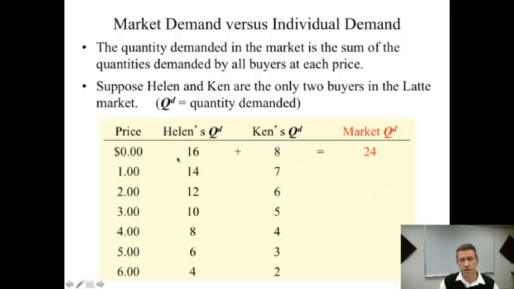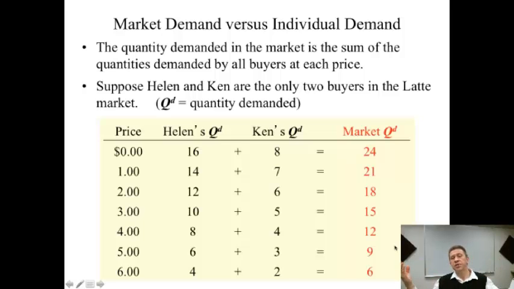So then you get a market quantity demanded. If it's free, Helen wants 16 lattes, Ken wants 8. At $1, Helen wants 14, Ken wants 7. So we get 16 plus 8 is 24, 14 plus 7 is 21. Price of $2, 18 total, all the way down. It's just the sum. And if you have 100 people, it's done the exact same way. At a price of $1, Helen wants 14, Ken wants 7, and the other 98 people want however many lattes they want. That is the market quantity demanded if the price is $1.